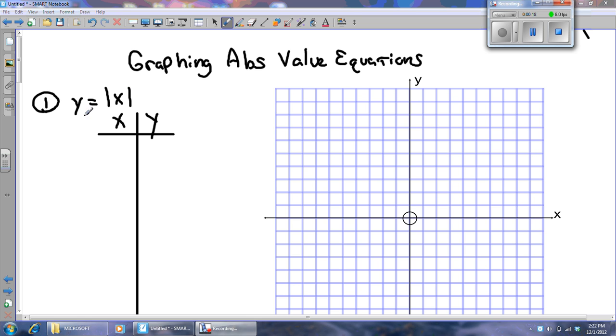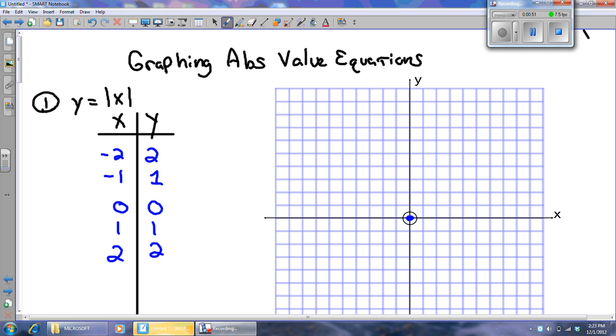Here's my equation. And I'm going to plug in -2, -1, 0, 1, and 2. Now, when you learn the right way to do this, the easy way to do this, we're not going to make t-tables for it. The t-table is just a tool to help us discover. So I'm going to plug -2 in for x. Take the absolute value of -2, I'm going to get +2. And I plug -1 in, I get the absolute value of -1, which is 1. Plug 0 in, I get 0. Absolute value of 1 is 1. Absolute value of 2 is 2.